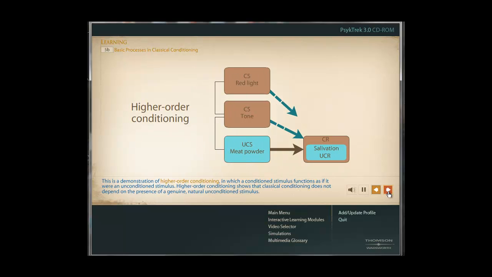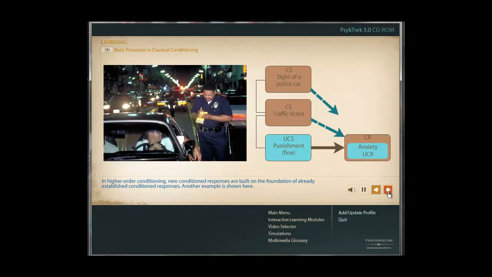This is a demonstration of higher-order conditioning, in which a conditioned stimulus functions as if it were an unconditioned stimulus. Higher-order conditioning shows that classical conditioning does not depend on the presence of a genuine, natural, unconditioned stimulus. In higher-order conditioning, new conditioned responses are built on the foundation of already established conditioned responses. Another example is shown here.